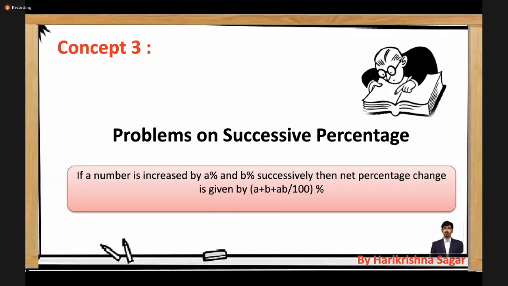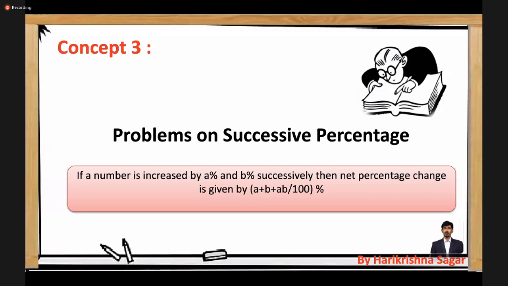The formula we can use is: if a number is increased by A percent and B percent successively, then the overall increase will be given as A plus B plus AB by 100 percent.